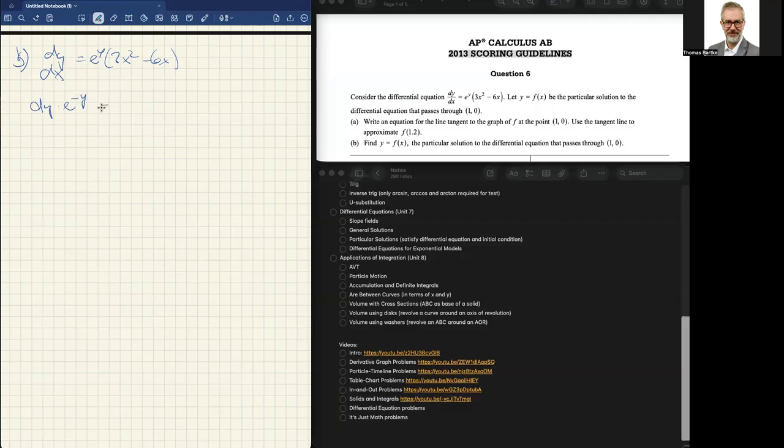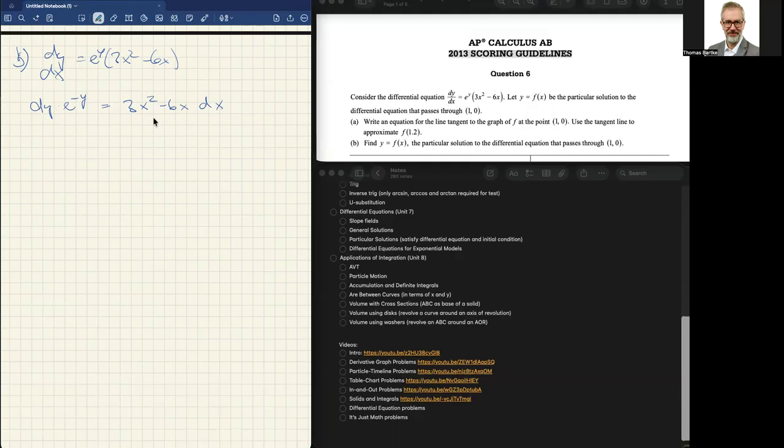because it would otherwise be a fraction, so I'm making it a negative exponent. Okay, so that's my y side, and then on the x side, I have 3x squared minus 6x dx, on the right side. This is the most important step: separation of variables. If you don't do this right, or don't understand that you need to do this, you're basically not getting any of the points for this part B, and there are lots and lots of points to be gotten.